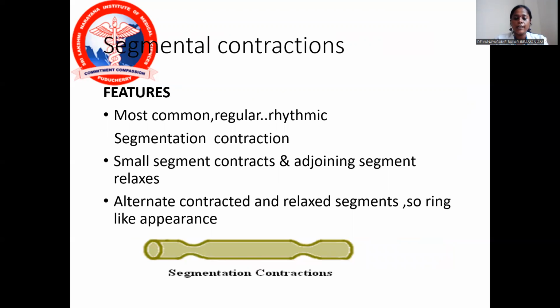About the segmentation contractions, the features are that they are the most common one, and they are regular in rhythm.